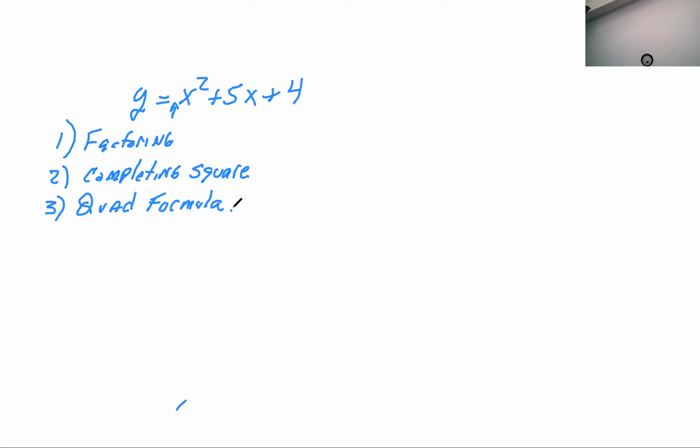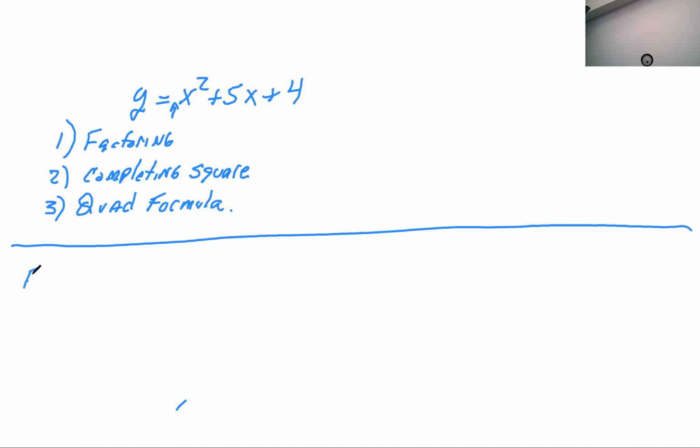And what I'd like to do in this case is to walk through this example using all three of these techniques. And you'll see that no matter what technique you use, you're always going to get the exact same answer. So technique number one would be the factoring.